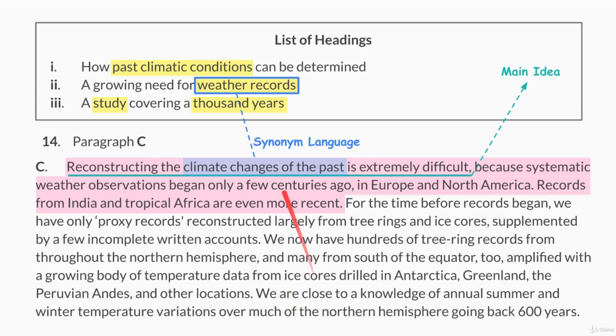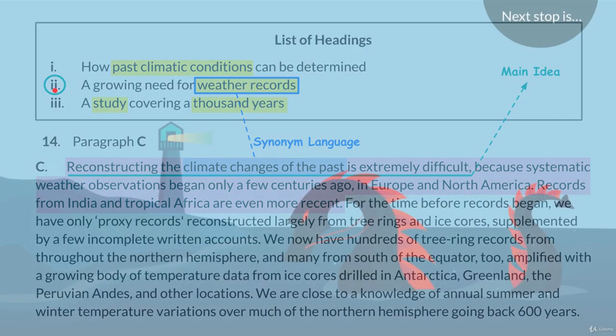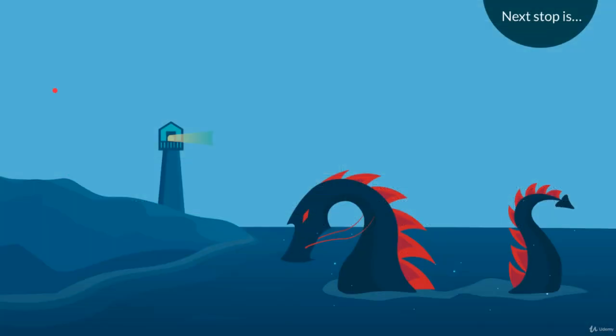So what it's really talking about is how we have a growing need for weather records, because if we can gather more records, then we will have a complete knowledge. Right now, we don't have complete knowledge. We are close, but we don't have complete knowledge because our data is very recent. So that's why we need more data. So the correct answer is going to be number 2. So that's it. I hope that gives you a better understanding of how to go about answering this question type.